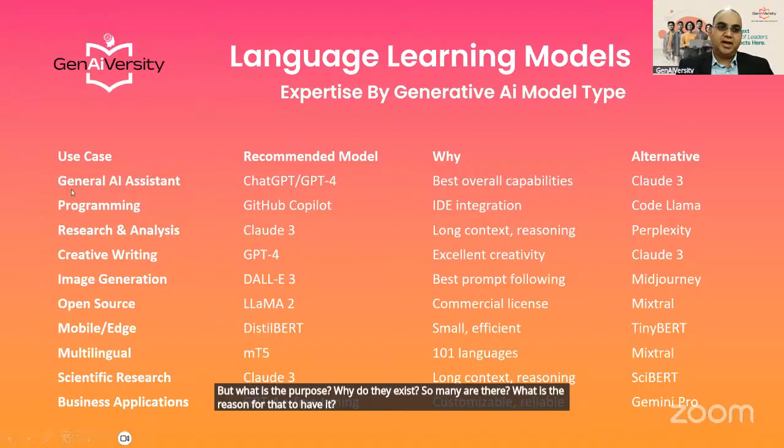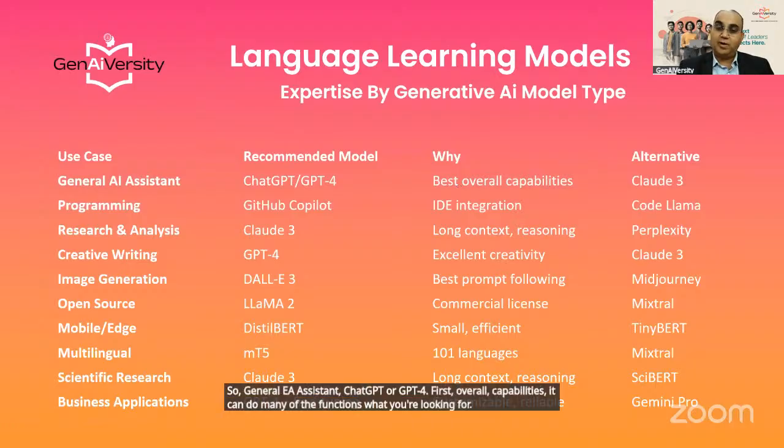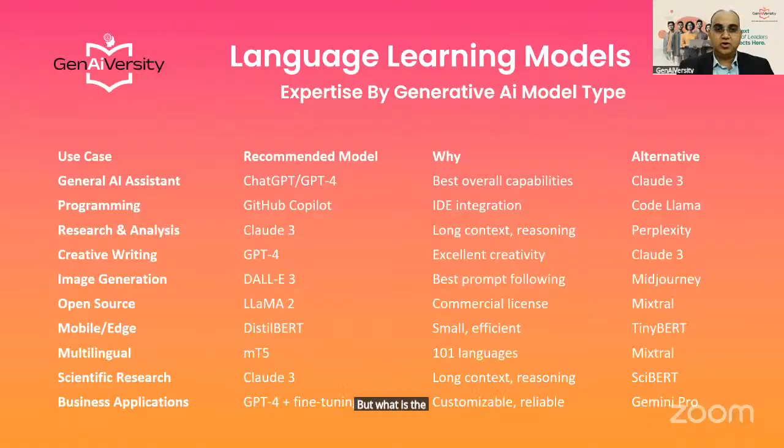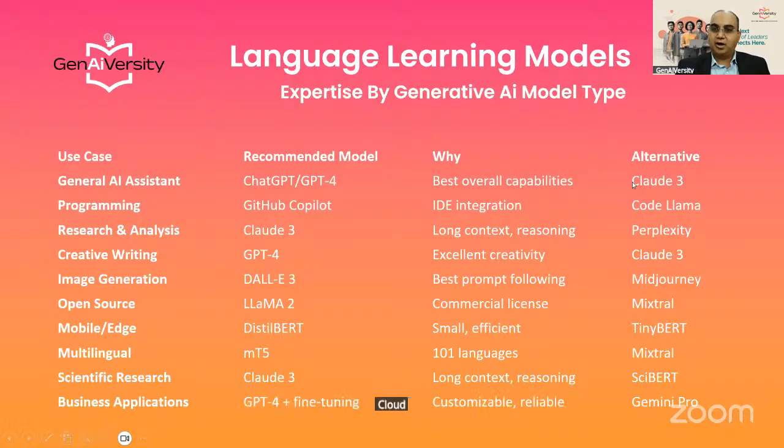So, general AI assistant: ChatGPT or GPT-4, best overall capabilities. It can do many of the functions you are looking for. But what is the alternative for this one? You must be hearing about ChatGPT everywhere, but a good alternative is Claude 3, Claude 4, Claude Sonnet 4. That is the alternative for content creation as well.